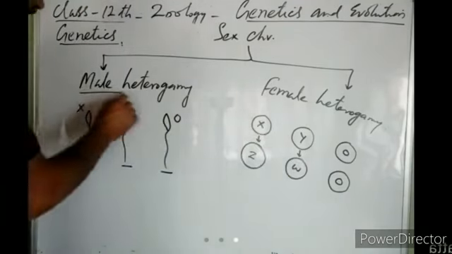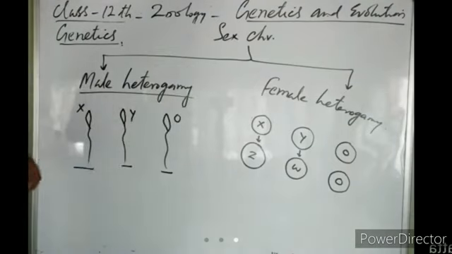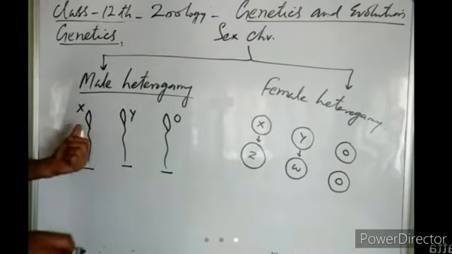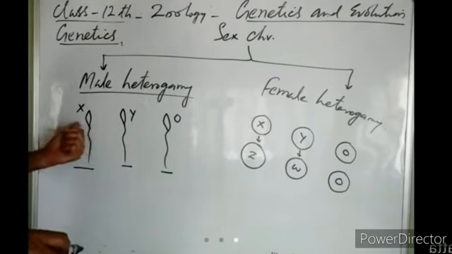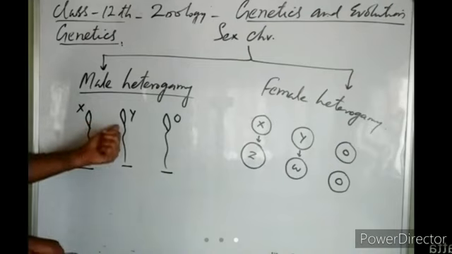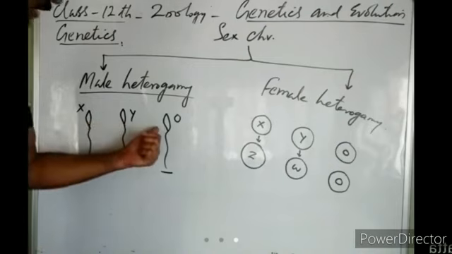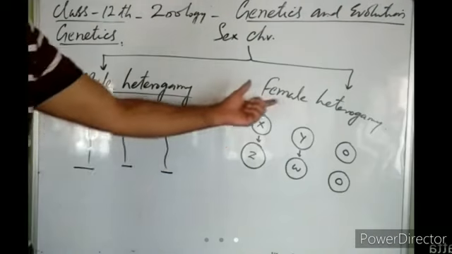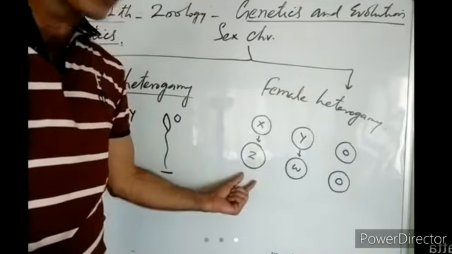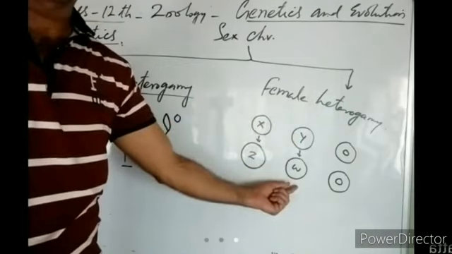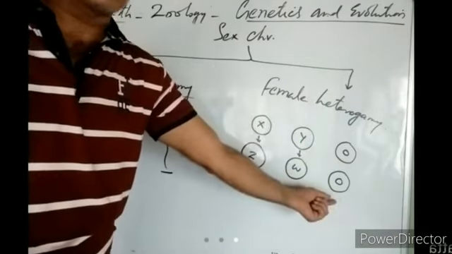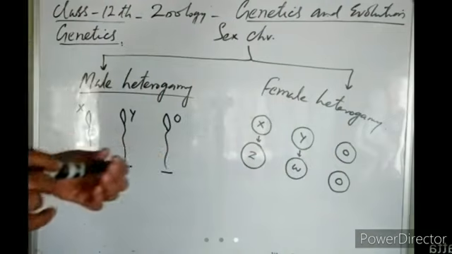So in male heterogamy, males may produce different types of sperms. A male may have a sperm with sex chromosome X, a sperm with sex chromosome Y, or a sperm without a sex chromosome. In female heterogamy, a female may produce ovum with sex chromosome Z, an ovum with sex chromosome W, or an ovum without a sex chromosome.